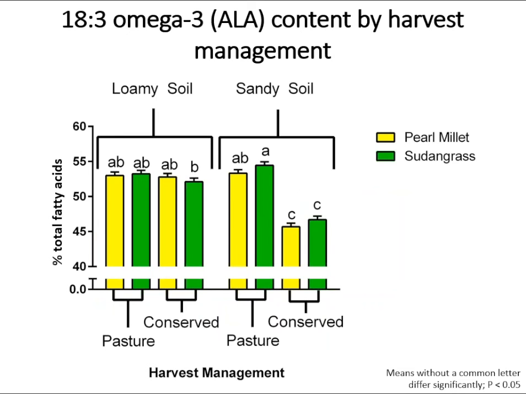If we look at the same species just by the height at which they're harvested, the pasture versus conserved, you see that the most pronounced effect is at the sandy soil location. And again, I think that's a lot to do with the drought stress. So if you have good-looking plants, you may be able to get away from some of these reductions.